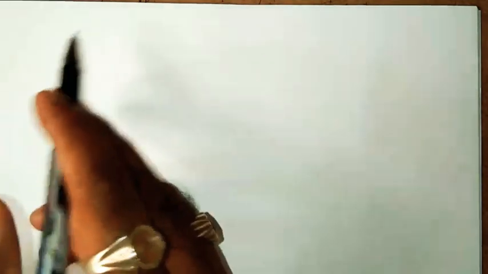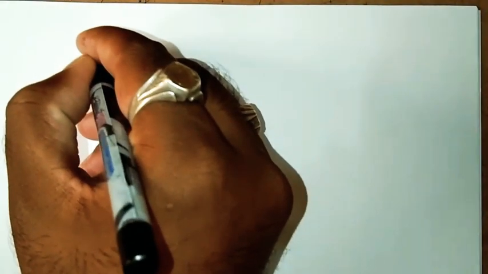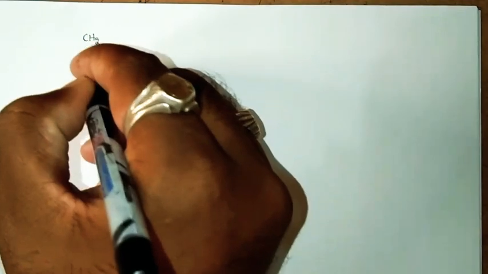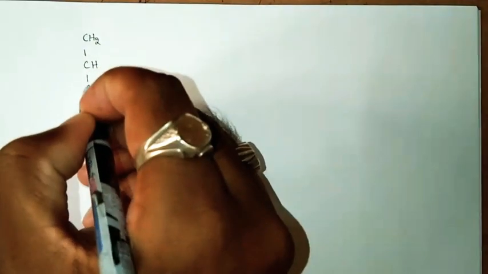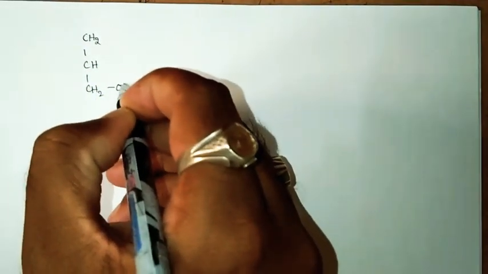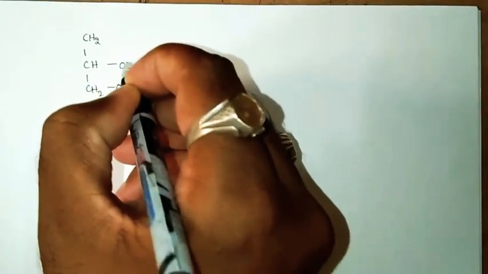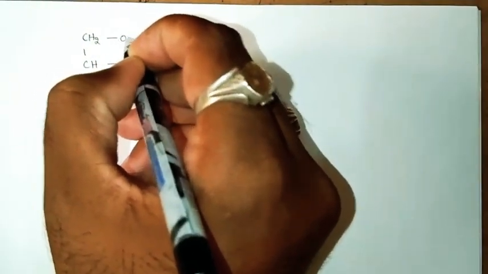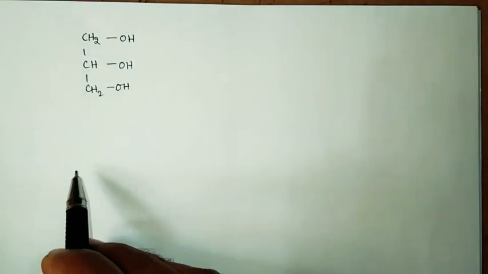We know that lipids are the compounds which are obtained by reaction between glycerol and fatty acids. Simply, lipids are the esters of glycerol and fatty acid. And we know that in glycerol, we have 3 OH groups in this way. So this is the structure of glycerol. Totally we have 3 OH groups in glycerol.